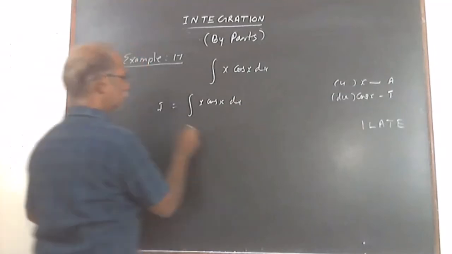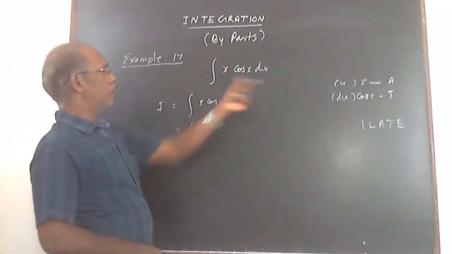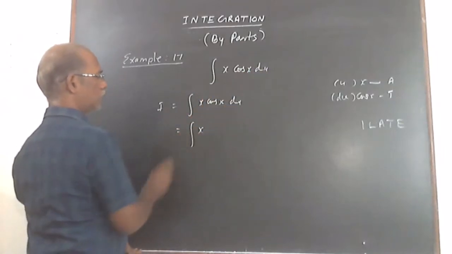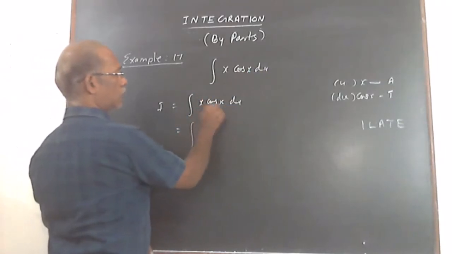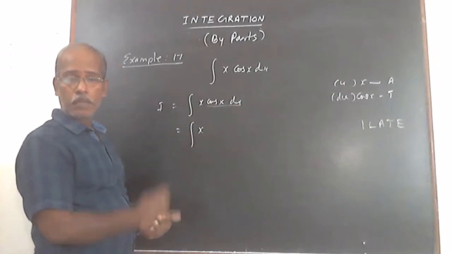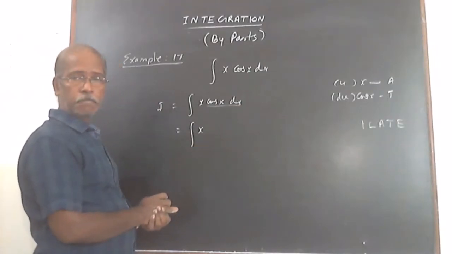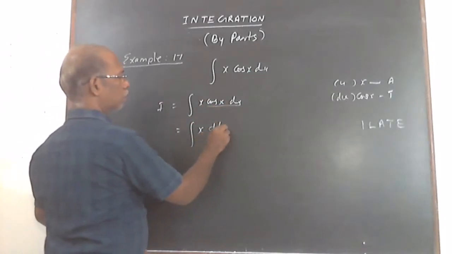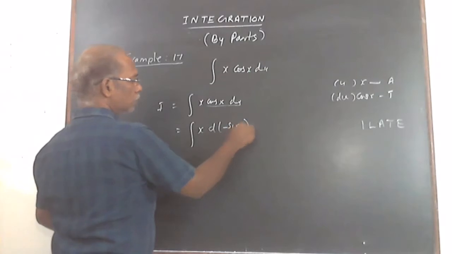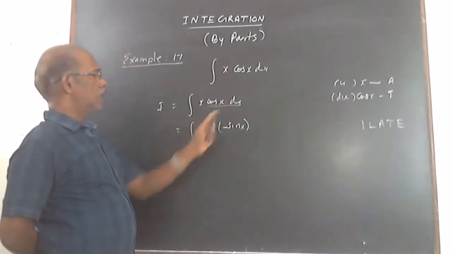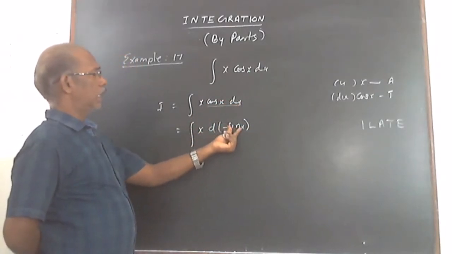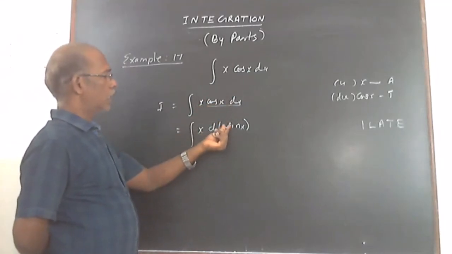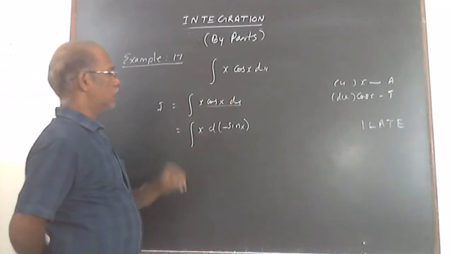It should be written with u. What is u? The algebraic function comes first in this order, so u is taken straight away. Then cos x dx should be written as a differential, by the anti-derivative method. So cos x dx is the differential of sin x, correct? If you differentiate sin x, you get cos x dx. So the differential of sin x is cos x dx.